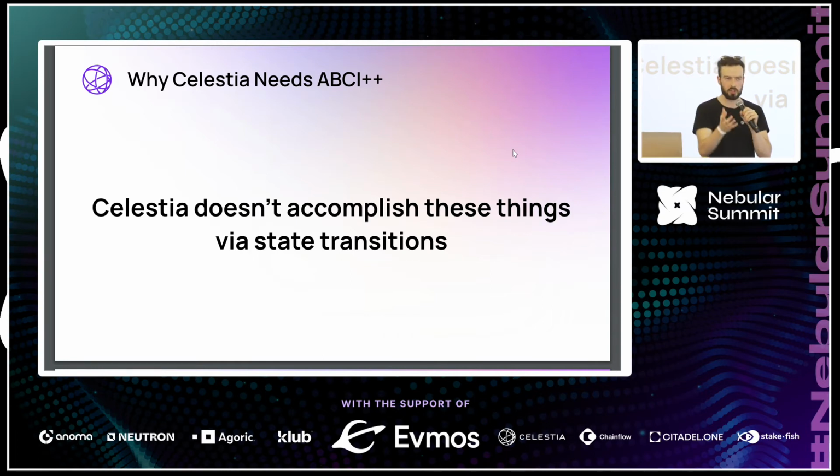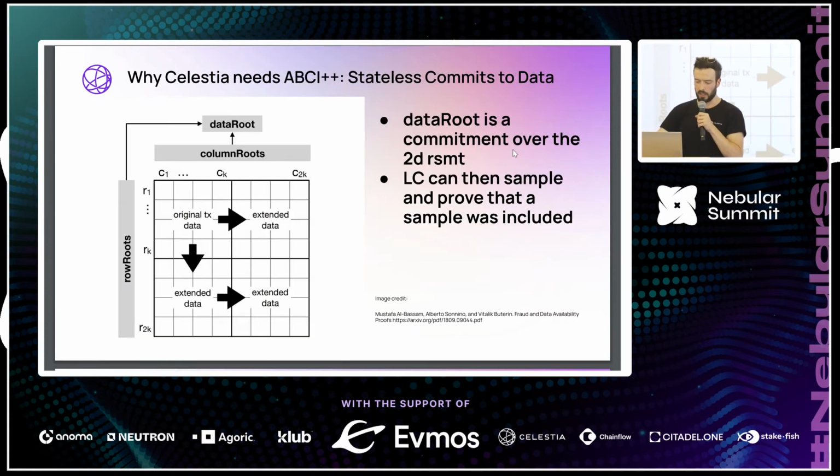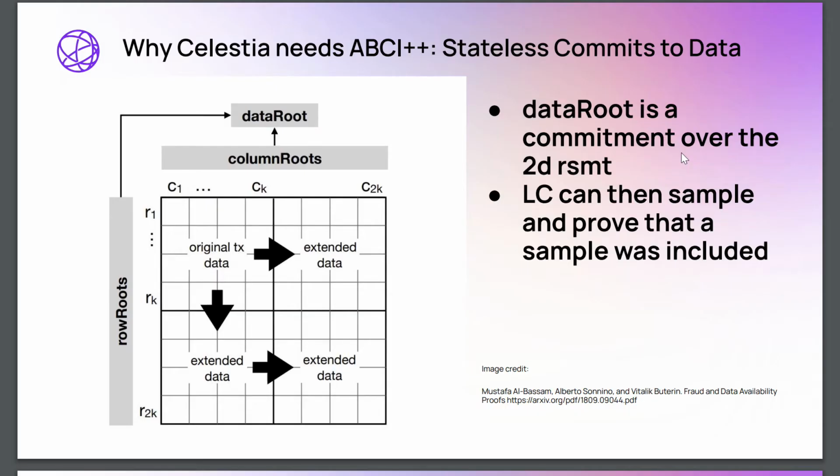So the original ABCI basically wouldn't let us do anything. It wouldn't serve any of the purposes that we actually need it to do. So we had to adopt something new, like we had to use ABCI++. This is our data square. Effectively, we take all of our block data and we organize it in such a way that we can stick it in this first square here, the original transaction data. And then we erasure-code it out, and this is what allows light clients to sample this data.